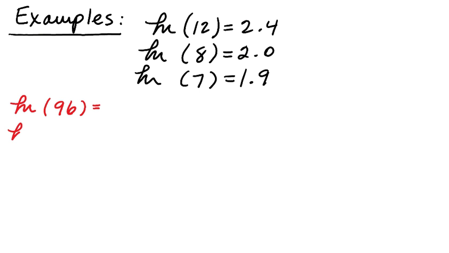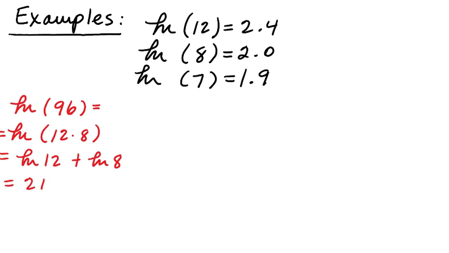Well, this is going to be the natural log of 12 times 8, which is equal to the natural log of 12 plus the natural log of 8, which would be 2.4 plus 2.0, which is about 4.4. Now, if you go and actually do the natural log of 96, you'll get 4.564. So on the quiz, if you give me 4.564, I'll know you just jammed it in the calculator and I won't give you any credit. So don't do that. Use the properties. You've got to use the properties.